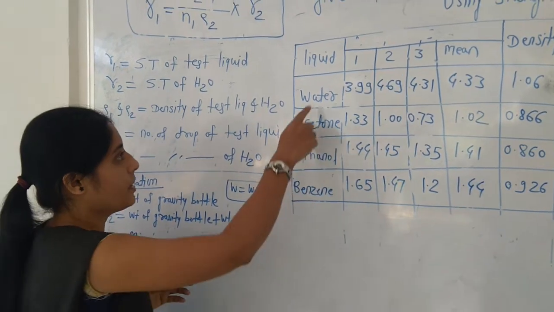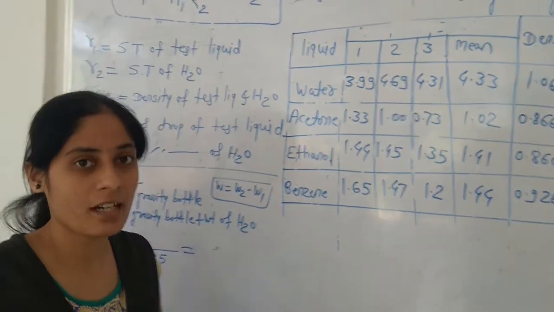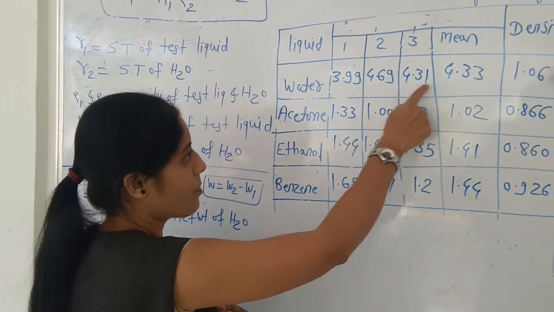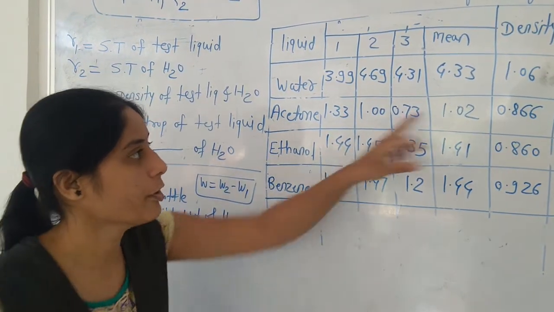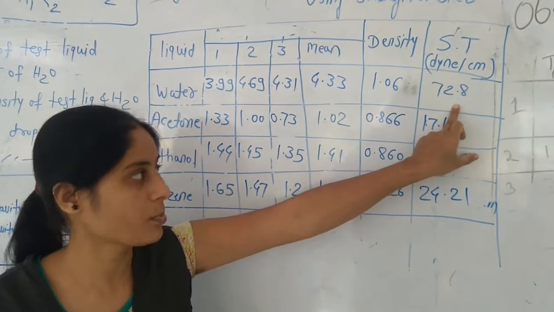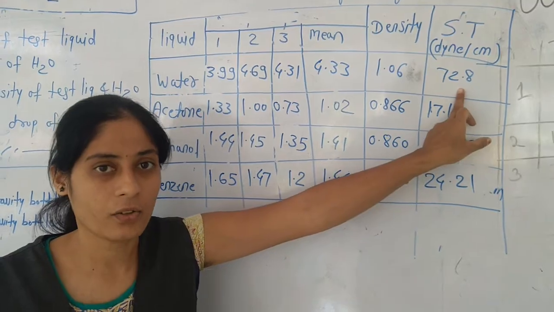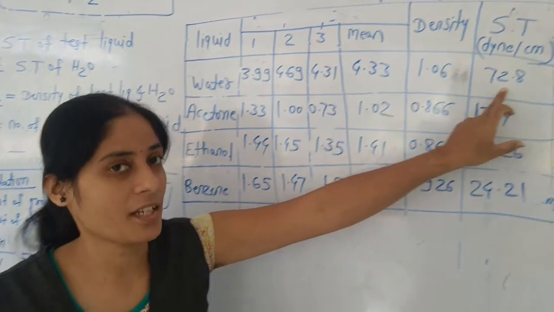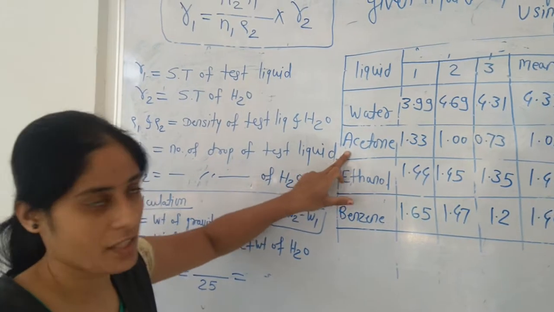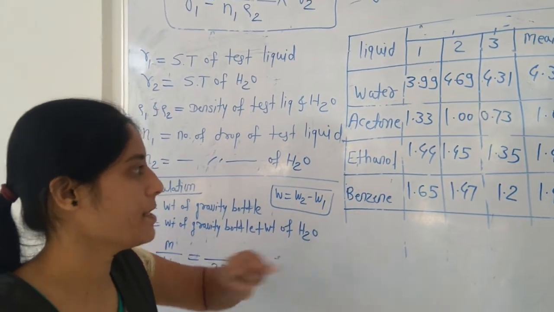See here, the first is the water solvent, which is also our reference solvent. The water shows its number of drops, and the mean number of drops is 4.33, the density of water is 1.06, and the surface tension of water is 72.8. It is the standard surface tension of water. Then we have to calculate the surface tension of acetone, ethanol and benzene.